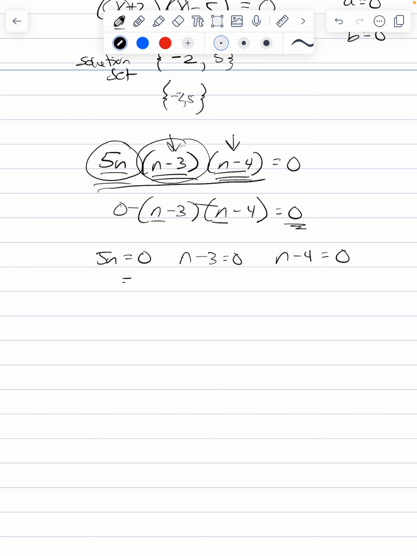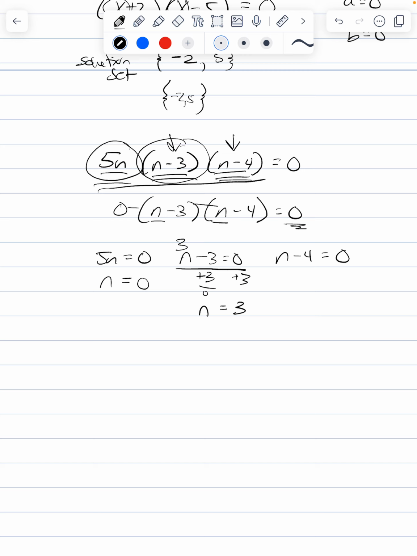So in this equation, if 5n equals 0, then n would have to be 0. In this equation, n minus 3 equals 0. I know you know this in your head, but some of the equations might be more complex. In order to get n by itself here, you'd have to do what? You're brilliant. Add 3 to both sides. So we're left with n equals 3.